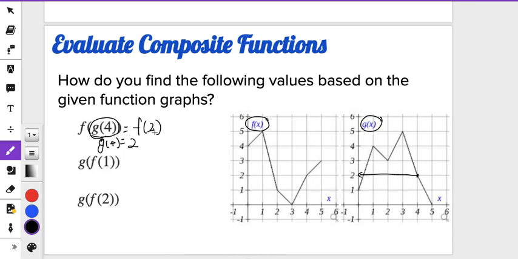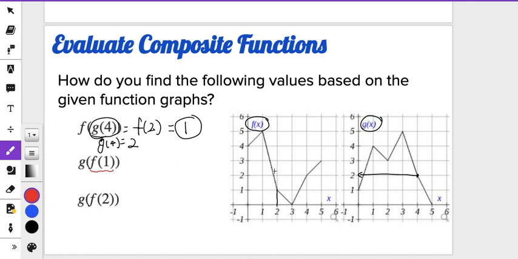The value here becomes our new input for the function f of x. How do we find f of 2? We are looking at the f graph here. F of 2, then the answer is 1. That's the first one. So now let's move on to the second one.